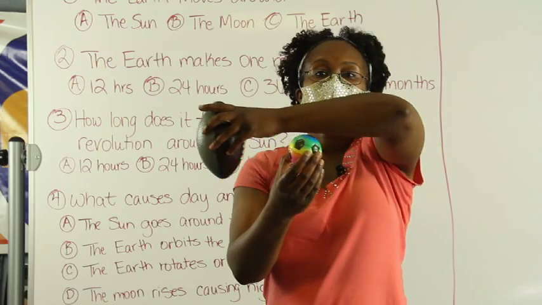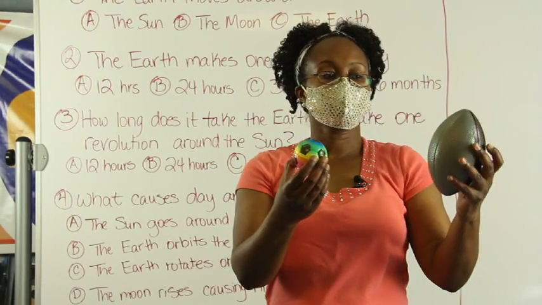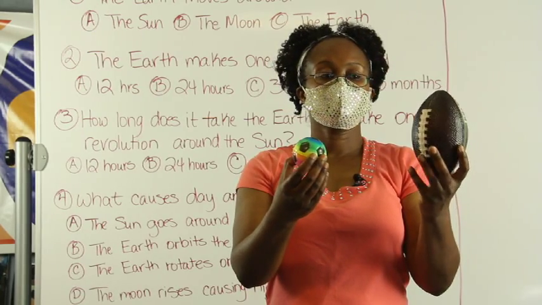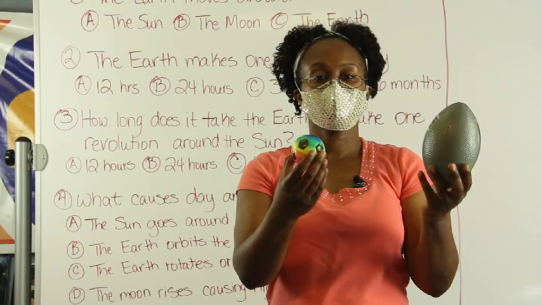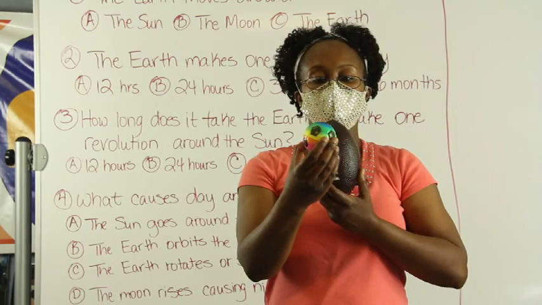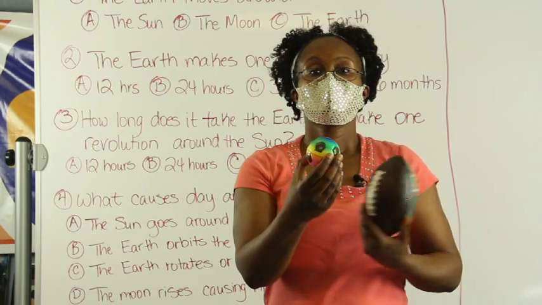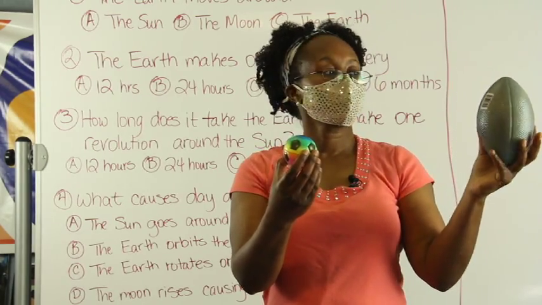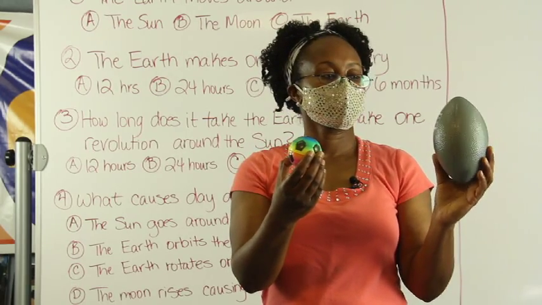Now, as it's going around the sun, it also rotates on its axis like this. So it's actually happening two different ways. It's going around the sun and it's rotating around itself like this. How we get night and day has to do with the way that it rotates around its center.